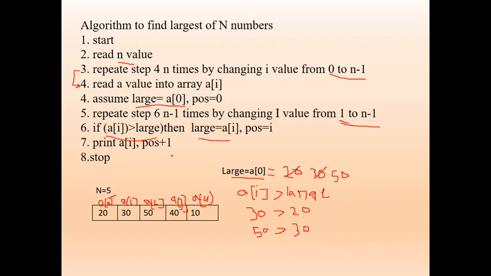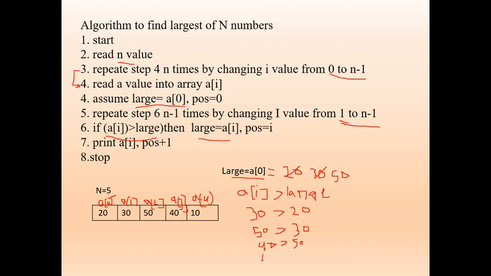Position is 2. Next, A of I is 3. That means 40. I am comparing, is 40 greater than large? What is my recent large? Recent large is 50. Condition false. False means it will not swap the values. It will not change. Next, A of I is 4.